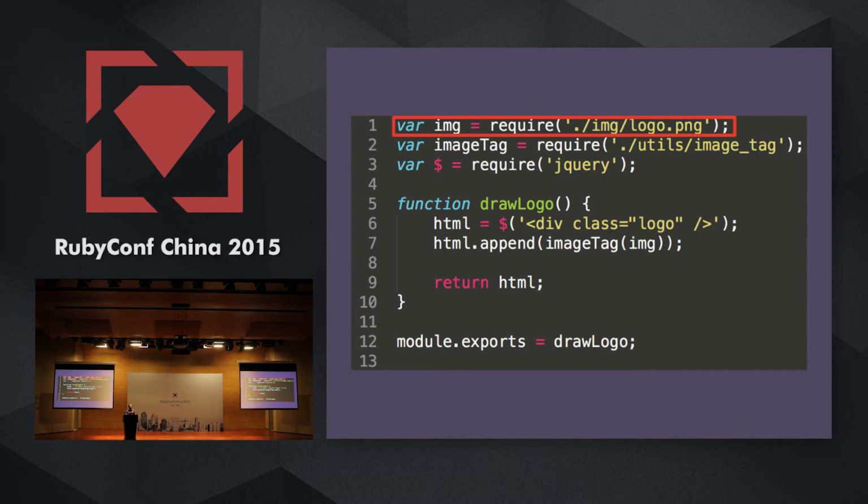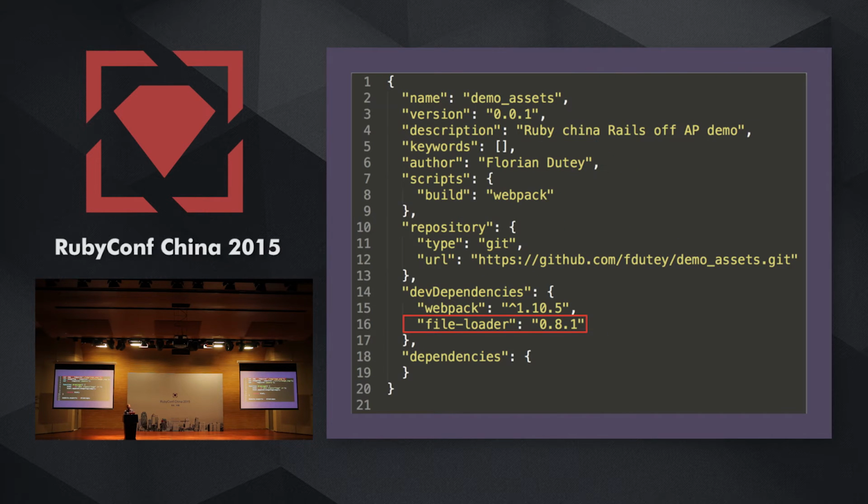We require it, like any other file, but hey, does webpack know how to handle images? No, it doesn't. But we can tell it how to do that. So we're going to add a new dev dependency called file loader. What file loader is doing is basically you tell it where to find the file. It will output this file in your output directory and give you the name of the file, the URL of the file.